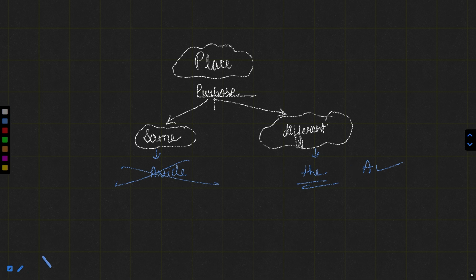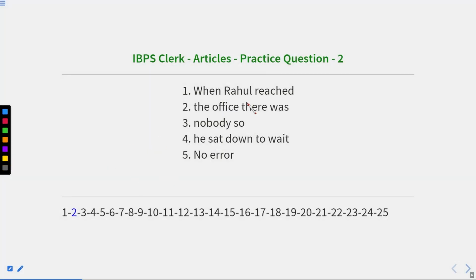Now if we look at this sentence, when Rahul reached the office, obviously he's going to an office. For whom? We don't know. For which work? We don't know. So when Rahul reached the office, there is no mention of the purpose for which he is going. There was nobody, so he sat down to wait. So he can go for any purpose. Therefore, here the sentence contains no error at all, so our answer is no error.